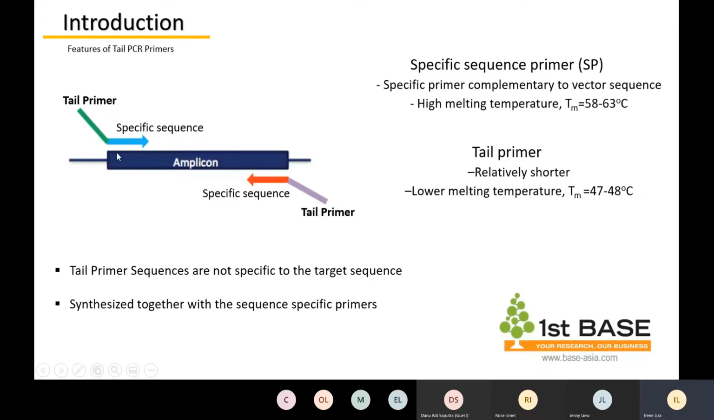So we know that the specific sequence primer, which is the target primer, is very much specific or complementary to the vector sequence, which is the amplicon. So the melting temperature for this particular primer is approximately 58 to 63 degrees Celsius. On the other hand, the tail primers are relatively short, approximately 8 to 17 base pairs long. Due to that, they have a lower melting temperature, approximately 47 to 48 degrees Celsius.